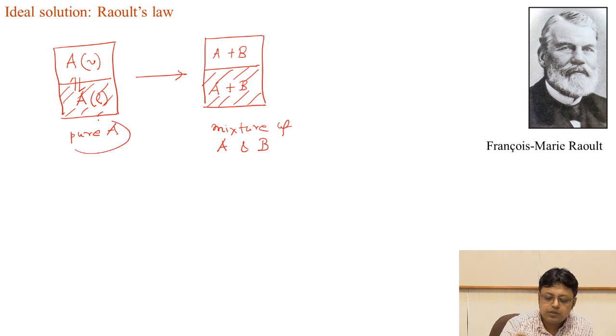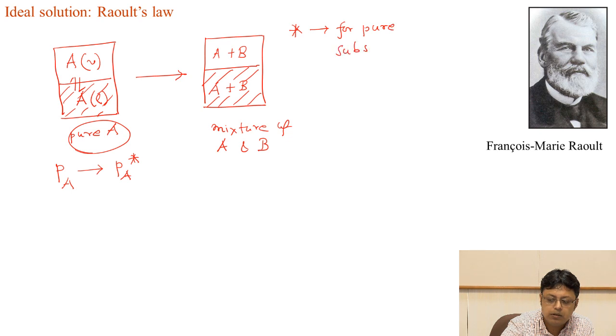Now, to denote the vapor pressure of pure A, instead of writing it as PA, we'll write it as PA star. The star denotes a pure substance. Initially the chemical potential was also written in a similar notation: instead of mu A, we'll write it as mu A star.